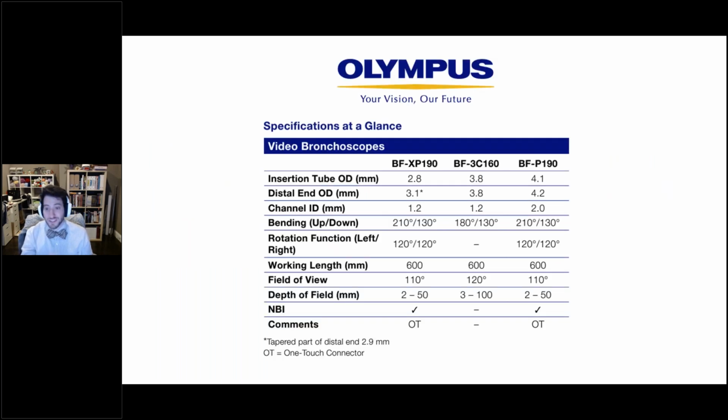Okay. And this is exactly what we're describing, taking a look at the 160 versus the 190 and the 180. Even if they're slightly larger in terms of their outer diameter, you can see their working channel diameter is 1.2 versus 2.0. And this, frankly, is a significant limitation to doing it through the working channel as you're used to.